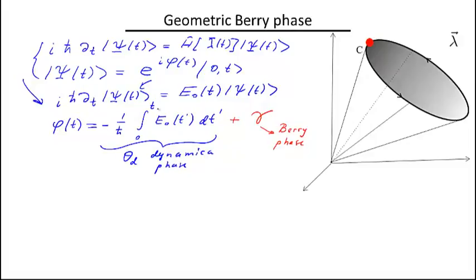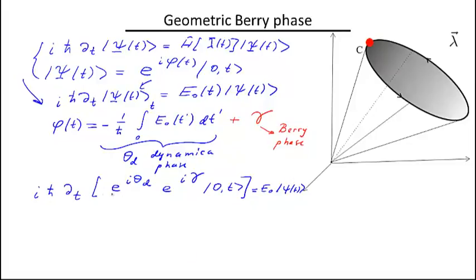If we now plug this expression for the phase back into the Schrödinger equation, on the left-hand side we're going to get the following terms. There is going to be the derivative of e to the power i theta, e to the power i gamma, and the instantaneous ground state 0 of t. And the right-hand side will remain the same. Here we have the time derivative, which is going to act on three terms, so there are going to be three contributions on the left-hand side. The first contribution, essentially by construction, is going to cancel out the right-hand side.